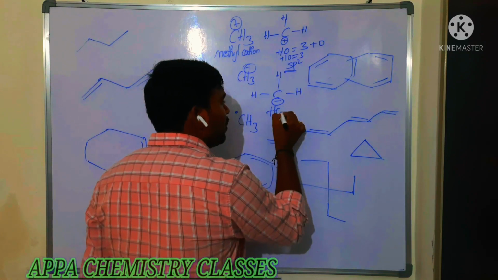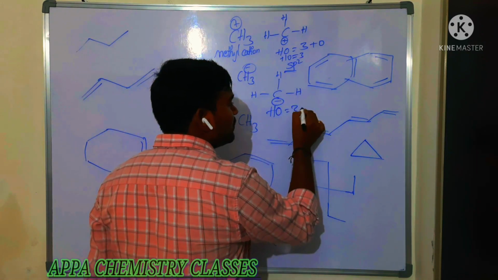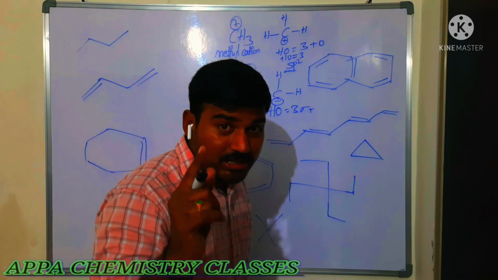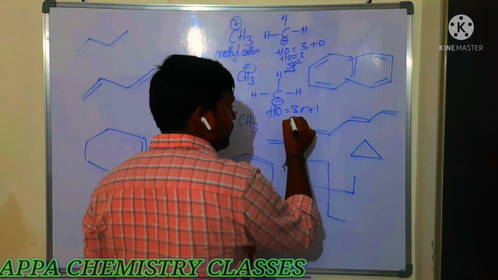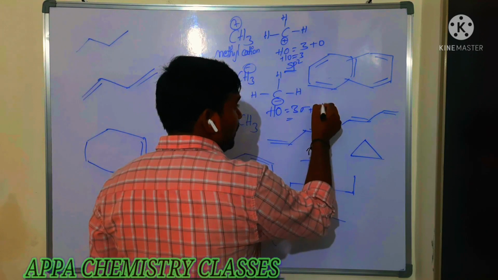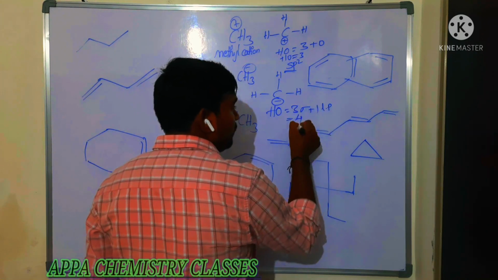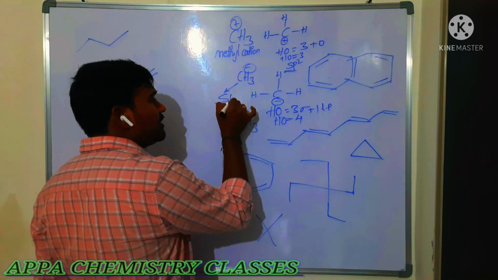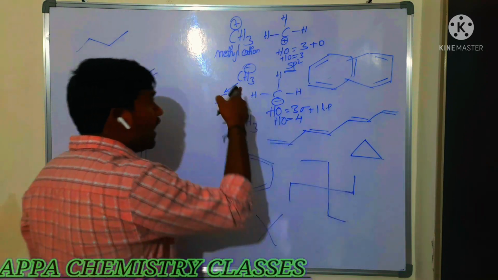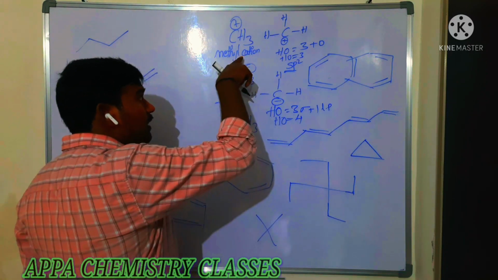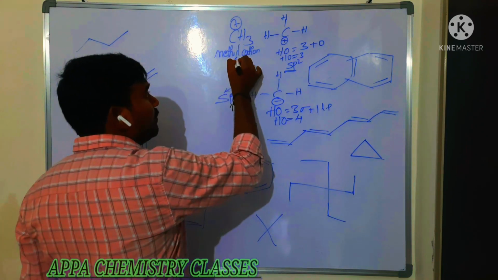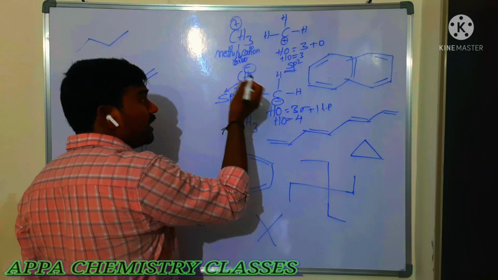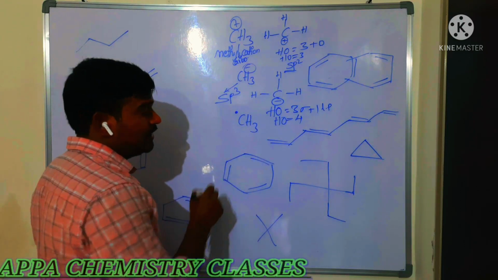So hybrid orbitals equal 3 sigma bonds plus how many lone pairs? That one negative charge indicates 2 electrons, that is 1 lone pair. So 3 plus 1 is 4. 4 hybrid orbitals, which hybridization? sp3. So the methyl carbanion will have sp3 hybridization.